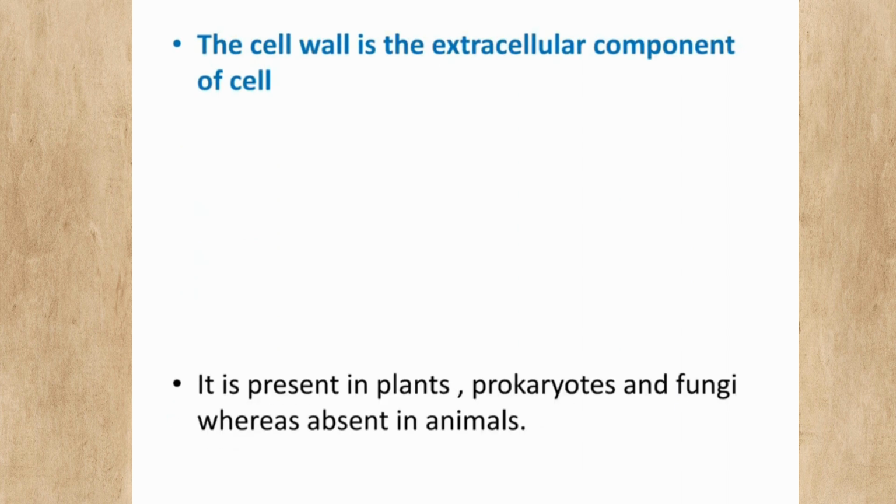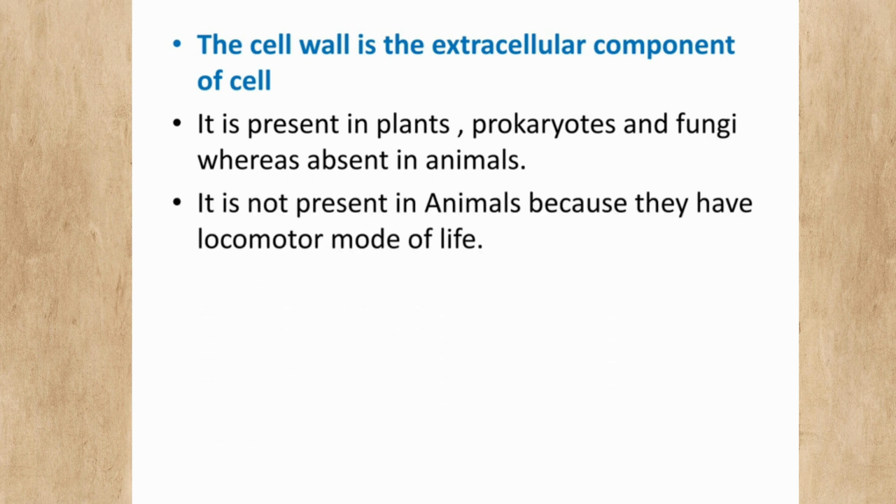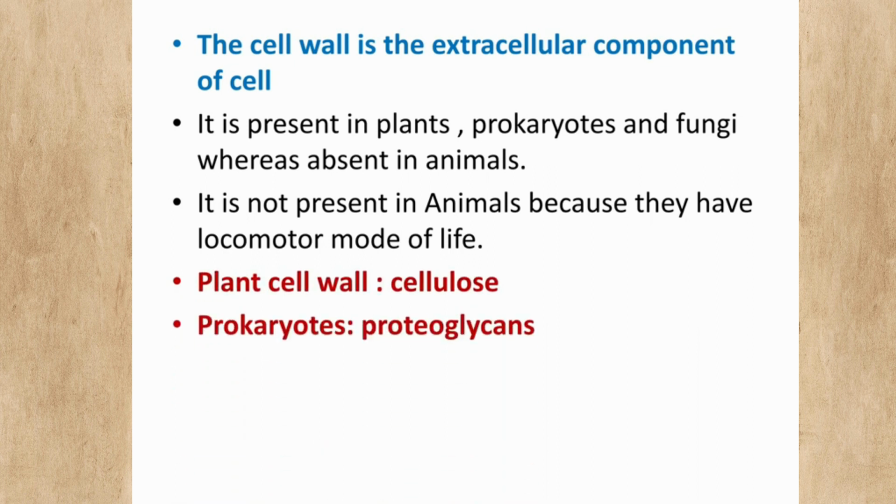It is mainly present in plants, prokaryotes, and fungi, whereas it is absent in animal due to the locomotor mode of life of animals. If we talk about the composition of cell wall, in plant cells it is composed of cellulose, in prokaryotes it is composed of proteoglycans, and in fungi it is composed of chitin.